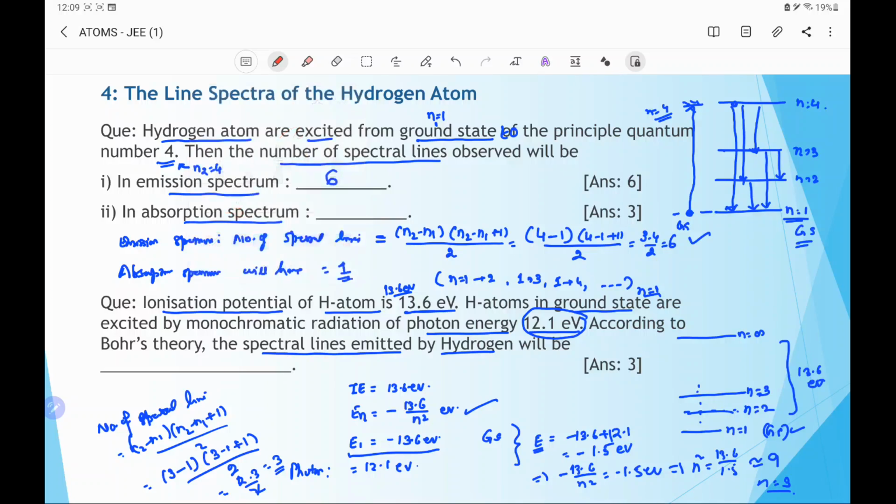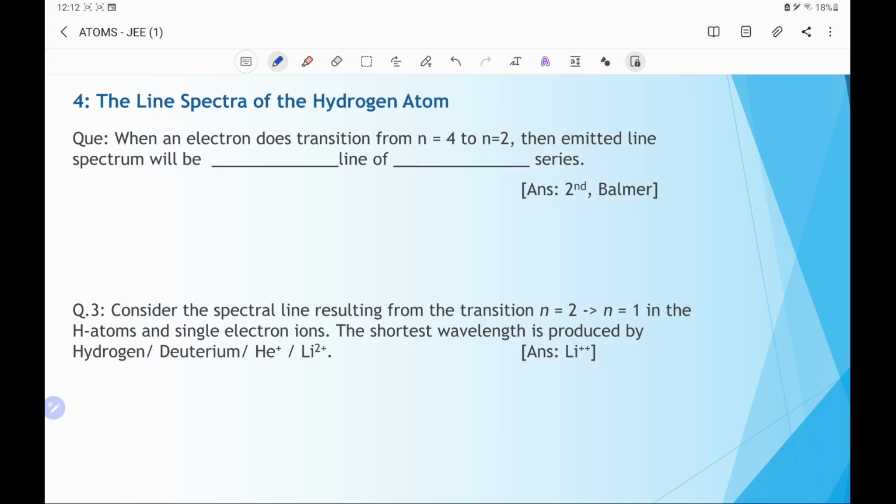If we draw the spectral lines in the diagram, one of the spectral lines may be from n equal to 3 to n equal to 1. Another will be n equal to 3 to n equal to 2, and then n equal to 2 to n equal to 1. So there are 3 spectral lines in the emission spectra of this atom.